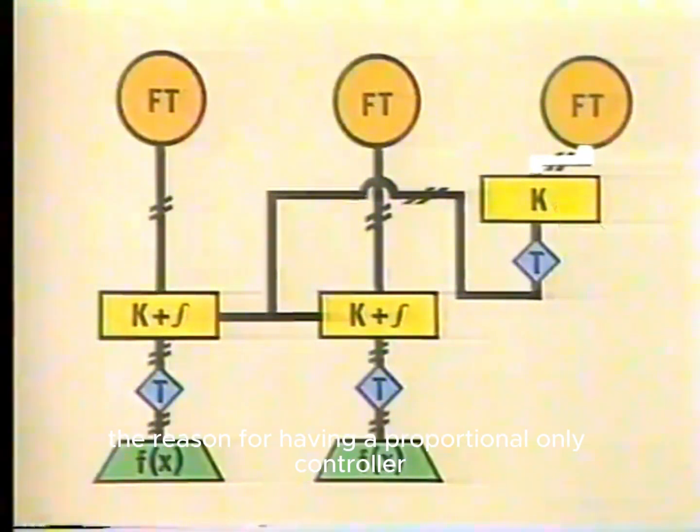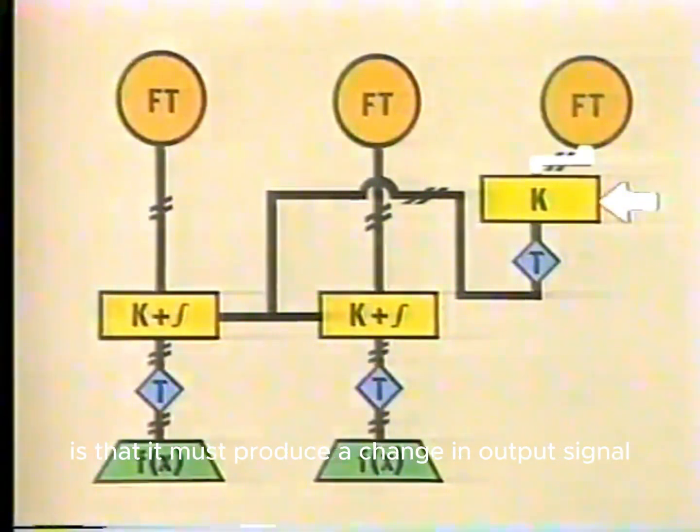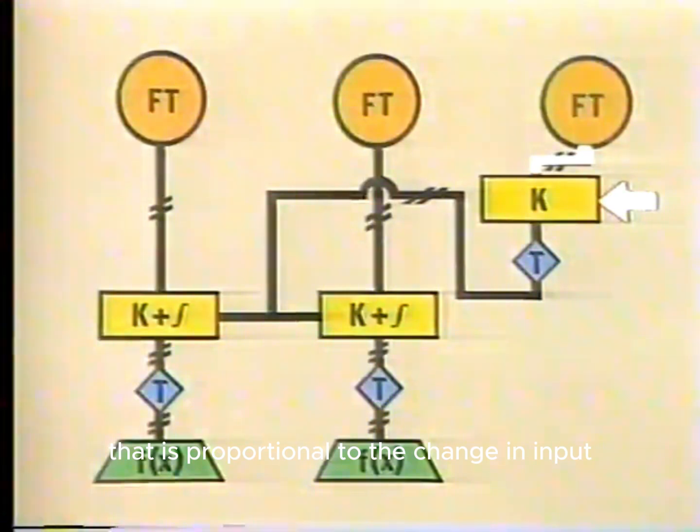The reason for having a proportional-only controller is that steam flow is not being controlled, but changes to meet plant demand. The only requirement for this controller is that it must produce a change in output signal that is proportional to the change in input.